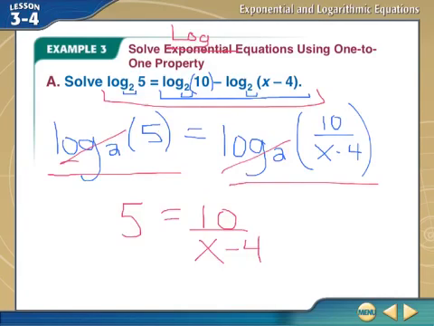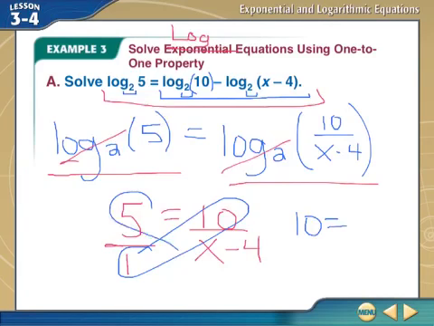So if I'm going to solve this equation for x, I have 5 equals 10 over x minus 4. I'm going to put a 1 underneath my 5, and then I have a proportion. Two fractions equal to each other means that their cross products are equal. So my first cross product is 10, and that needs to equal my second cross product, which is 5 times x minus 4.